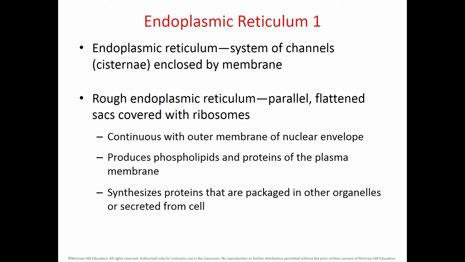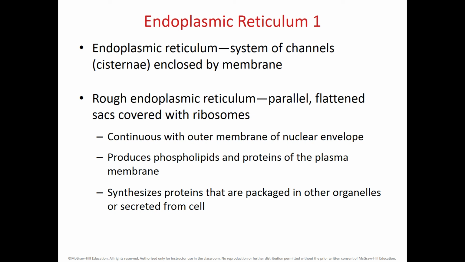like a rough surface. And this rough endoplasmic reticulum is continuous with the outer membrane of the nuclear envelope to receive the messenger RNA that is going to bring a message from the nucleus into the ribosome so that the ribosomes can make certain proteins. Now, another function of the rough endoplasmic reticulum is to produce phospholipids, not only proteins, and these phospholipids and these proteins are going to form part of the plasma membrane.